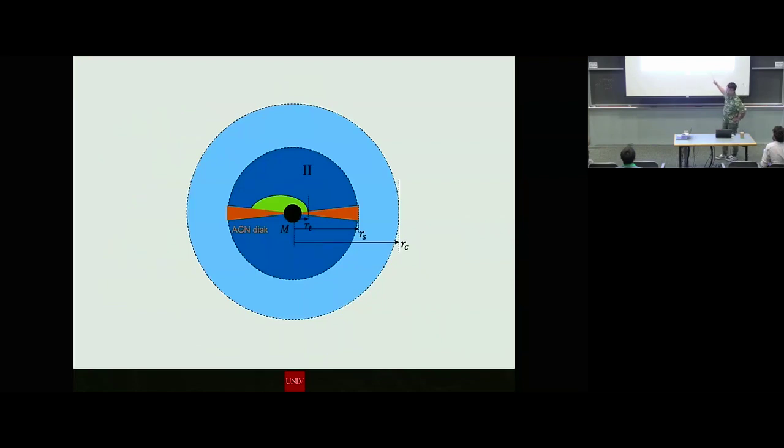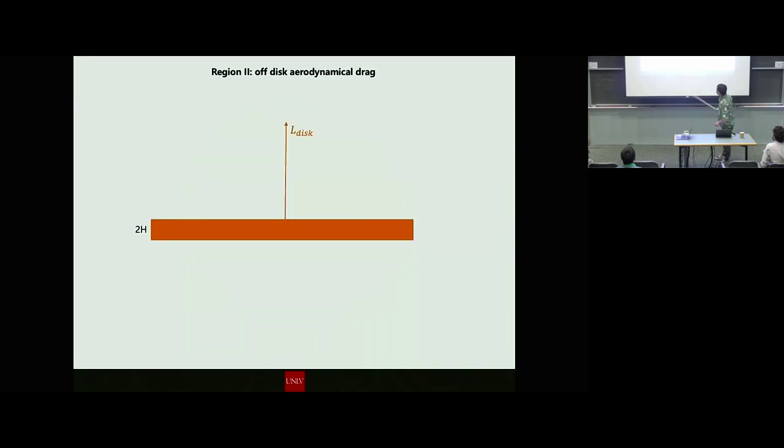The region 2 is the more interesting region, where the stellar orbit will interact with the accretion disk. So here we have the accretion disk. This is the angular momentum of the accretion disk, and this is the scale height of the disk. This is a very simple disk model; you can adopt a more complicated one. And this is the disk velocity in this direction. Now here comes an orbit with some inclination with respect to the accretion disk, and this is the angular momentum of this orbiter.